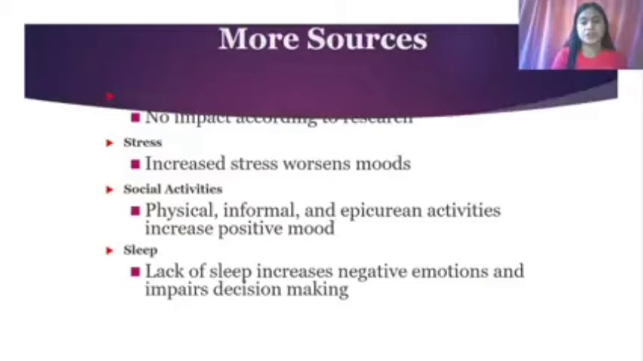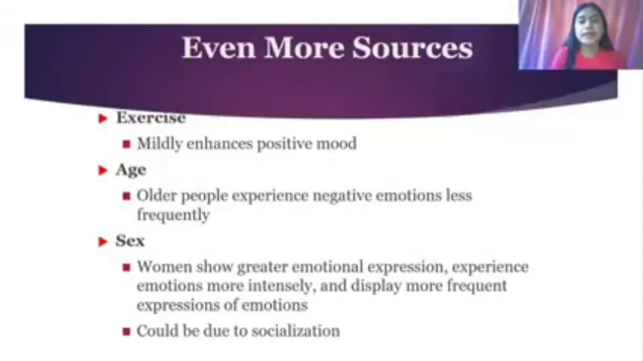The next slide is exercise. Exercise mildly enhances positive mood. So exercise promotes chemicals in the brain that improve your mood and make you more relaxed. Specifically, the brain releases feel-good chemicals called endorphins. Throughout the body, there is the sweat that the body is releasing if we do exercise. Physical activities reduce anxiety and depressed mood and enhance self-esteem.